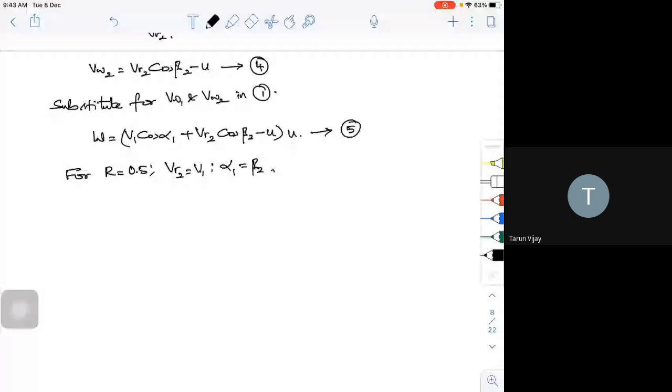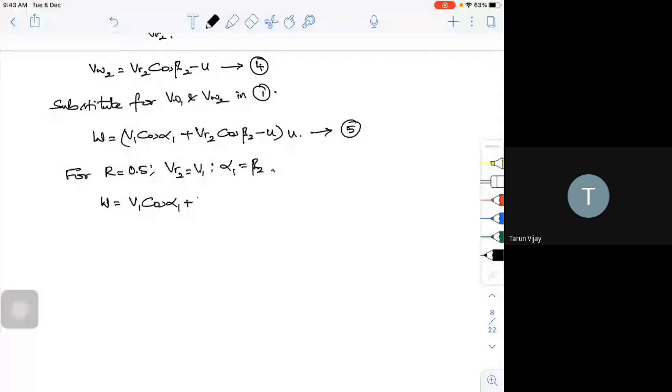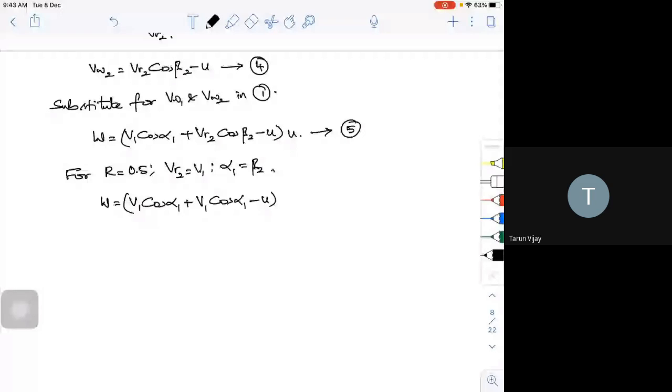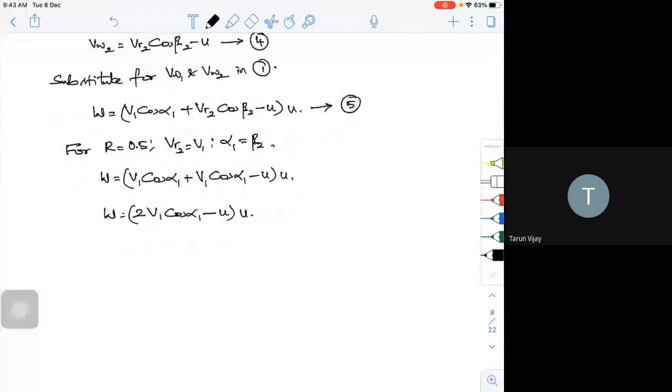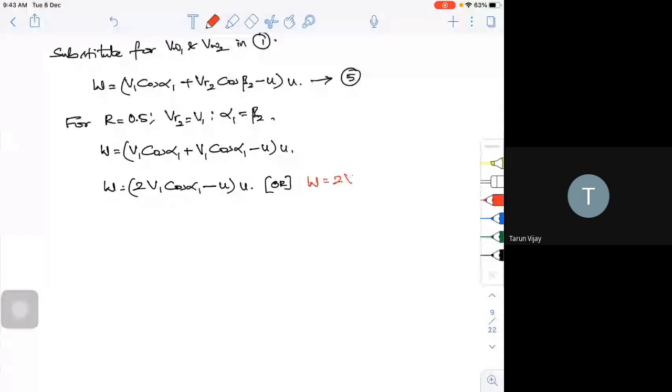Because of this condition, equation 5 I can write as W is equal to V1 cos alpha 1 minus U into U, times 2. Either I can write it in terms of alpha 1, or in some textbooks they write W is equal to 2 V1 cos alpha 1 minus U into U, or in terms of beta 2. Both are correct.